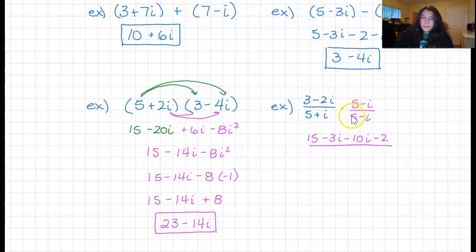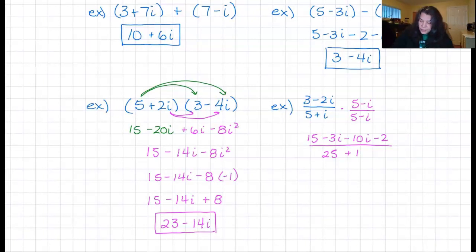On the bottom, now remember you're multiplying by conjugates, so you actually can take a little shortcut. Remember when you multiply conjugates, these two middle terms always cancel out. So all you have to do is 5 times 5 and i times negative i. First times first, last times last. So 5 times 5 is 25. i times negative i is negative i squared, which is going to turn into a positive 1.